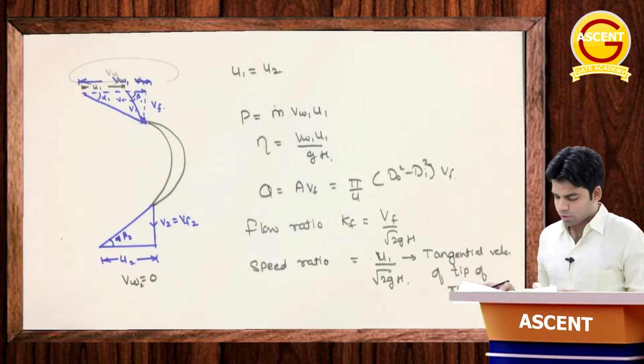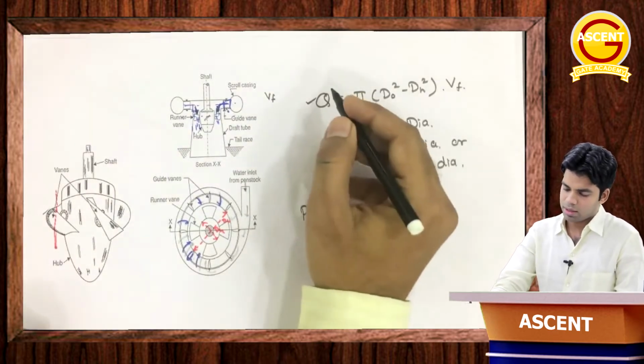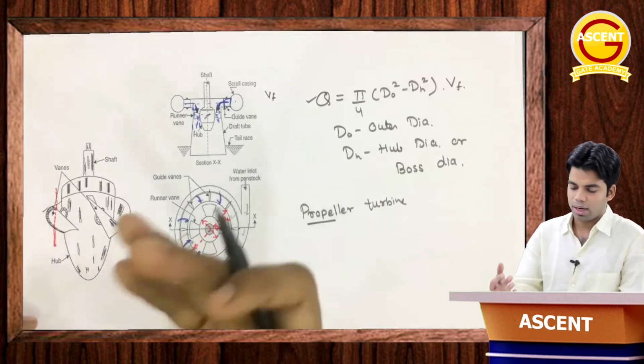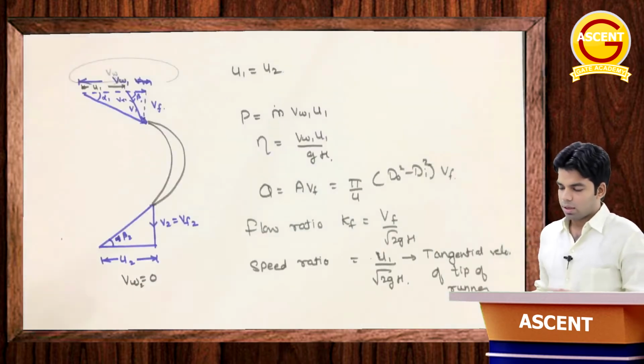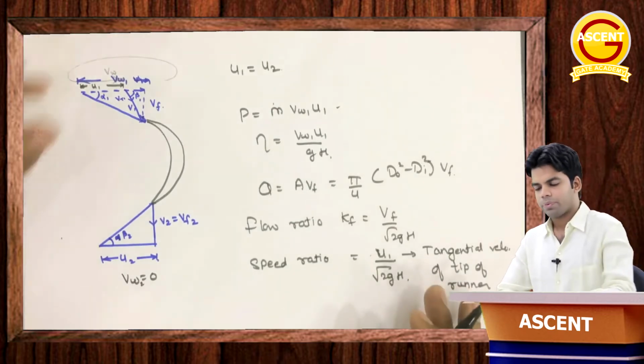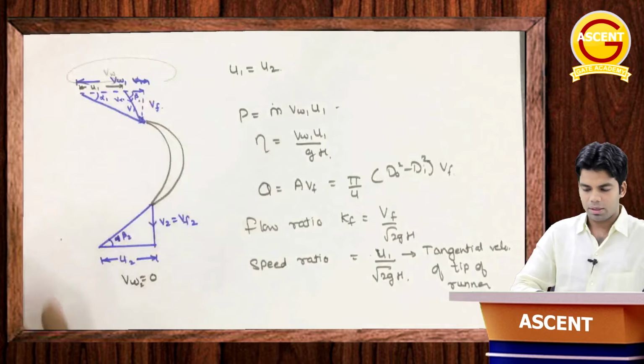Most of the things are the same as that of the Francis turbine. The only difference comes in the discharge. Second thing, the flow is axial. This is an axial flow turbine. Water enters and leaves axially. The power developed is the same, the efficiency is the same, okay. Q is different. Getting this now? Okay, so now we will solve one question for this Kaplan turbine.